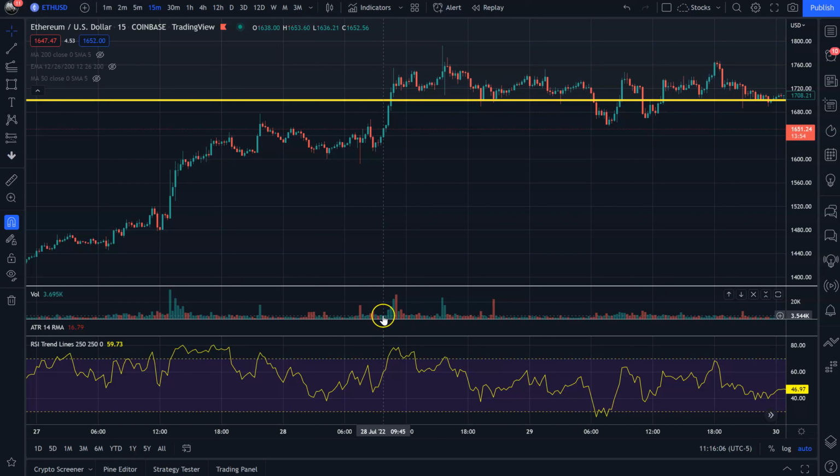Right here, buying volume was increasing and then boom, dump. Buying volume was increasing and then boom, dump, right? So it's a sign, it's not enough reason to take a trade, but it's a sign that bulls may not be as strong as the bears here.